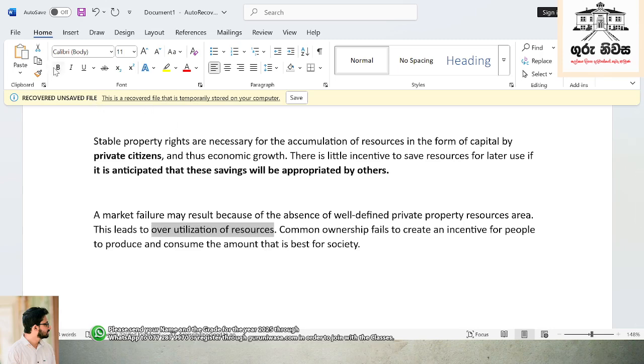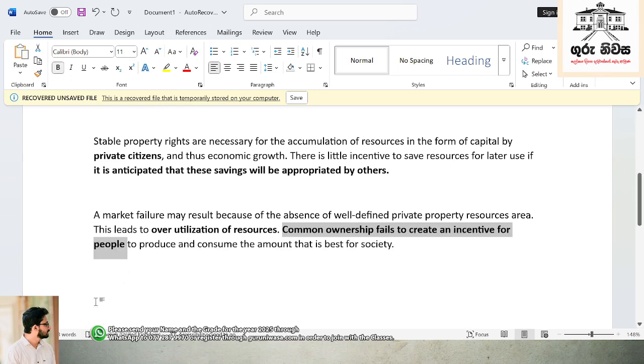Coastal areas in Sri Lanka. Common ownership fails to create an incentive for people to produce and consume the amount that is best for society.